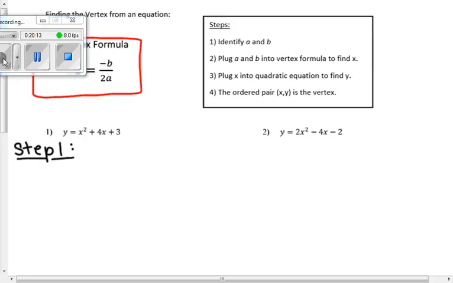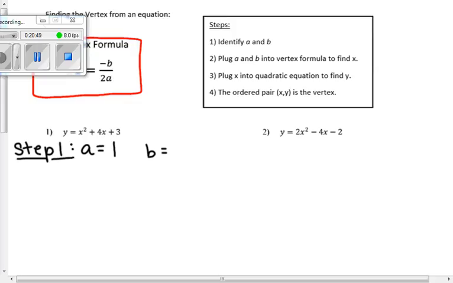So for step one, I specifically want to identify what is A and what is B. Keep in mind, A is dealing with this first term right here. It's the coefficient that's in front of x squared. So what coefficient do you see in front of x squared? You should be saying nothing because there's nothing there. Well, when there is nothing there, we assume that that coefficient is going to be positive 1. If there was a negative there, it would be negative 1.